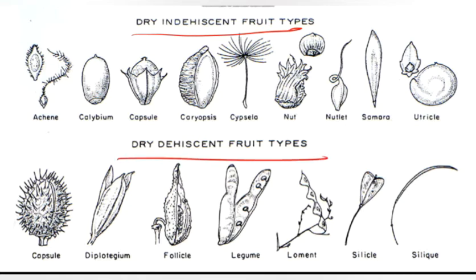When we talk about dry indehiscent fruits, we are looking at fruits that cannot split to release their seed when they are ripe. They don't have the ability. We have an example of such fruit like the achene, that is a one-seeded fruit. That's where you see sunflower. You see sunflower here.